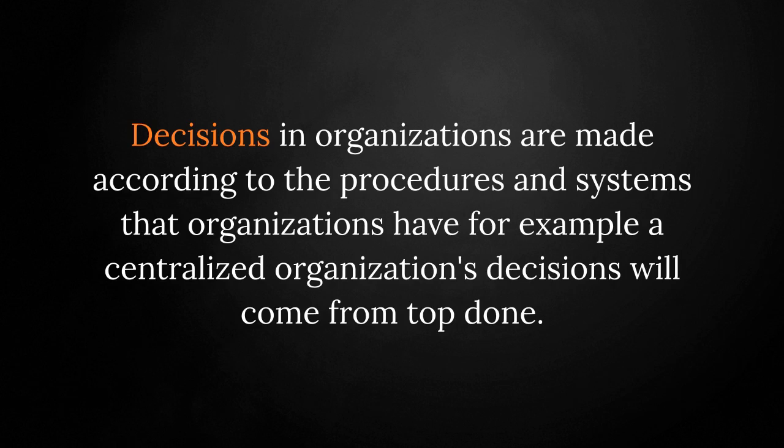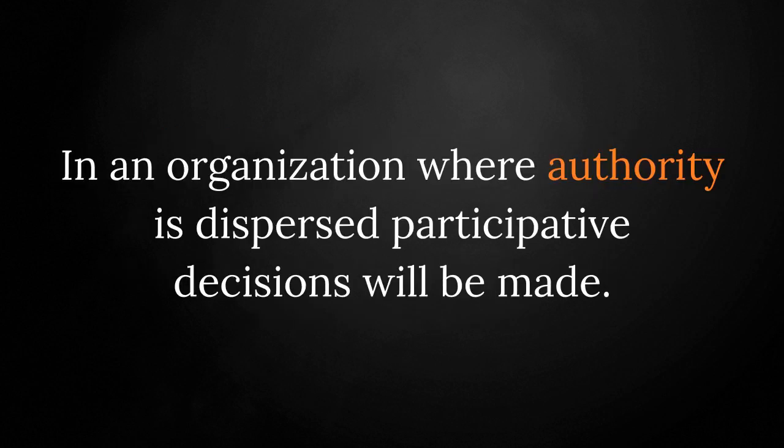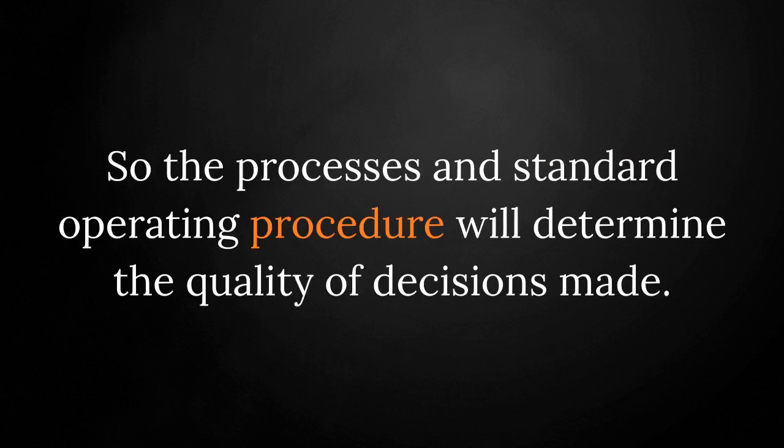For example, a centralized organization's decisions will come from top-down. In an organization where authority is dispersed, participative decisions will be made. So the processes and standard operating procedures will determine the quality of decisions made.